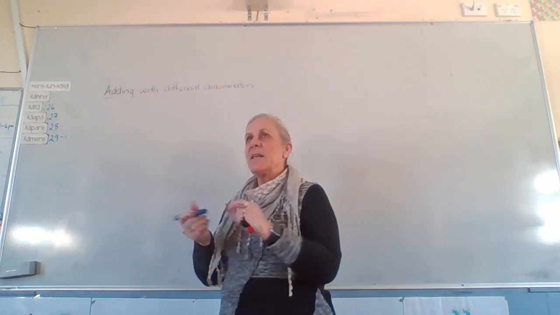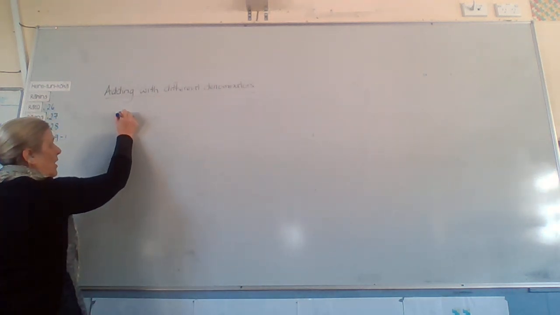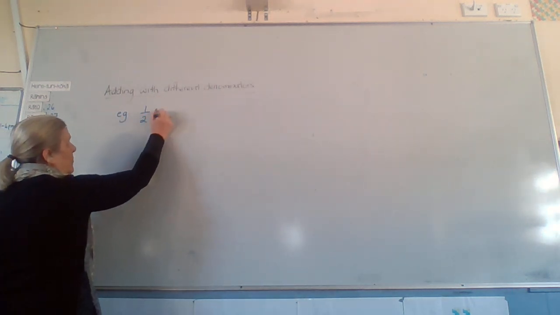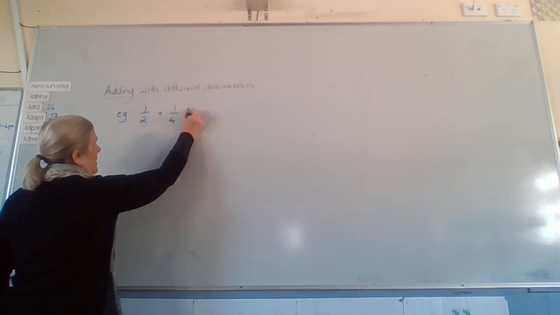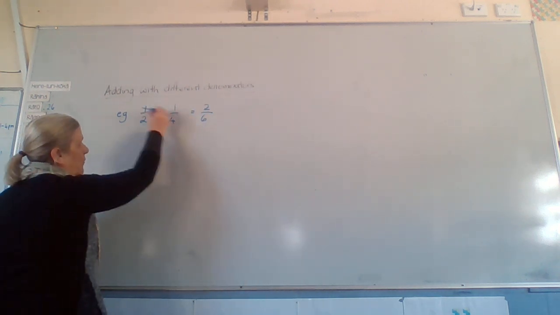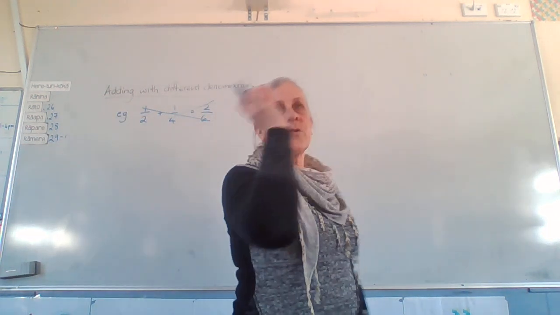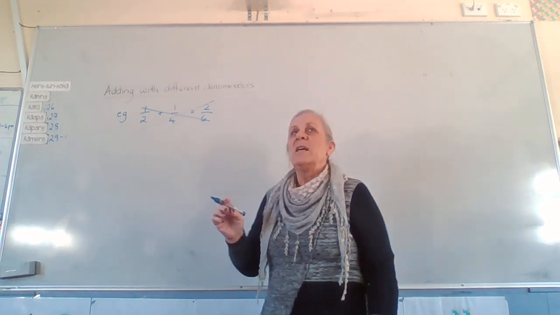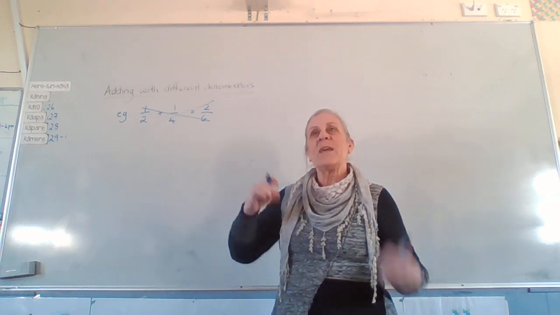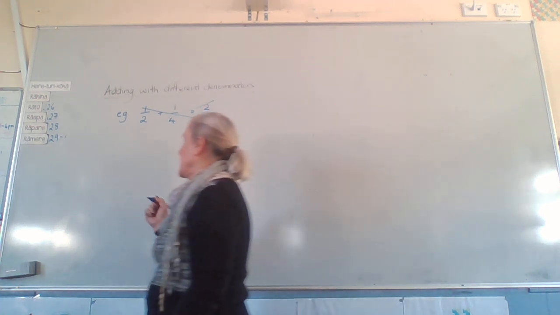So when we are adding things, it is wrong to go like this: a half plus a quarter equals 2 over 6. That's wrong. That's a load of rubbish. All right? We do not add across the tops and add across the bottoms. In order to add fractions, we have to have them with the equivalent denominator, the equal denominator.